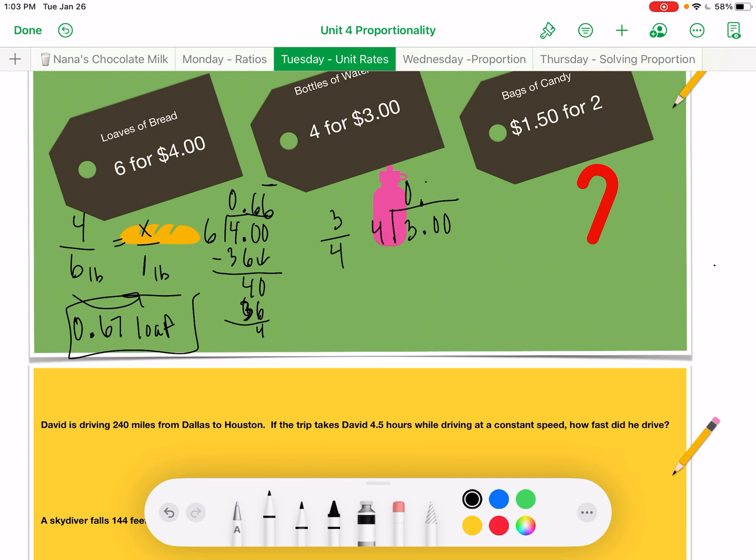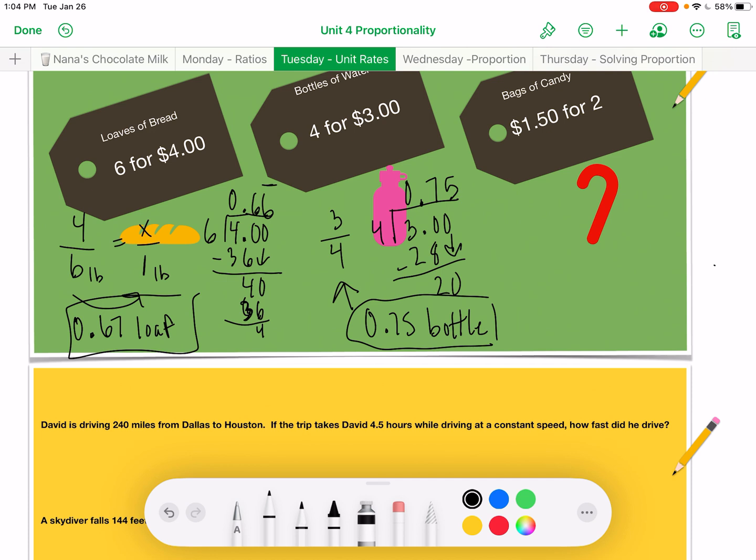4 will go into 30 7 times. 7 times 4 is 28. You subtract, you get 2, you bring down your 0. 4 will go into 20 5 times. So each bottle of water, 1 unit, costs 75 cents per bottle of water. But think about what you know, because many of you would be like, yeah, 3/4 of $3 is going to be 75 cents.